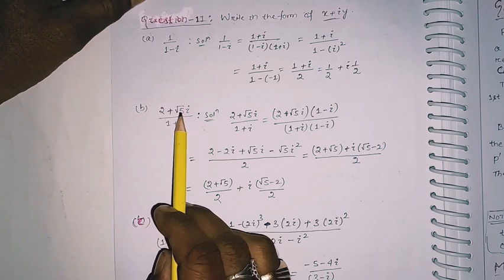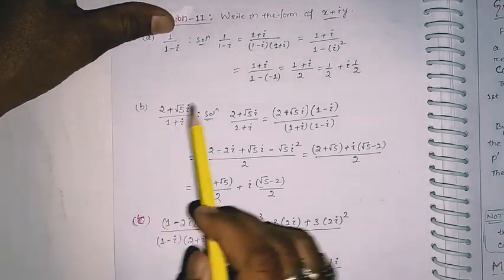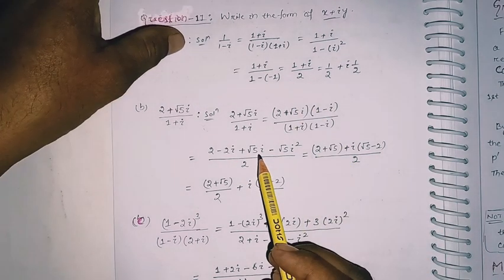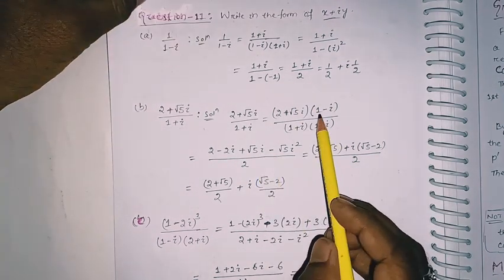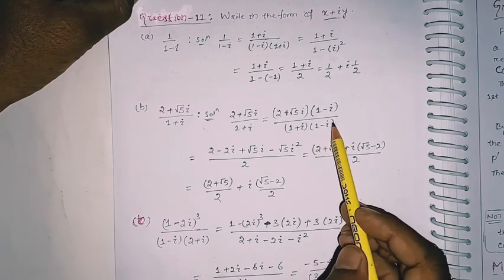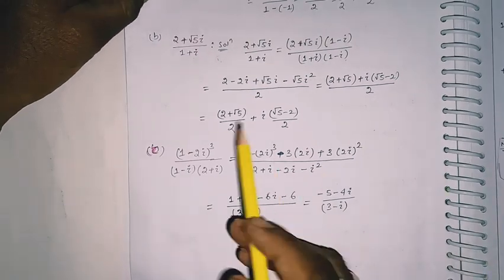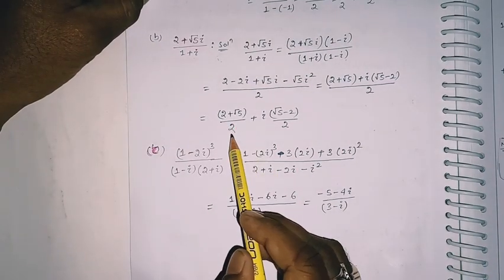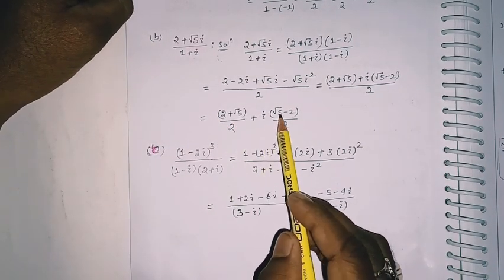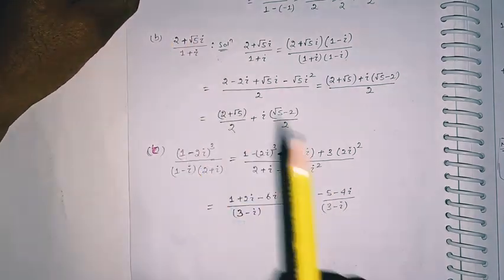Next, 2 plus root 5i by 1 plus i. We have to write this in the form of x plus iy. Similar procedure: we have to multiply 1 minus i and 1 plus i, sorry, 1 minus i and 1 minus i, both in numerator and denominator. You just solve. We can find 2 plus root 5 by 2 is your real part, plus i times root 5 minus 2 by 2 is your imaginary part of this given question.